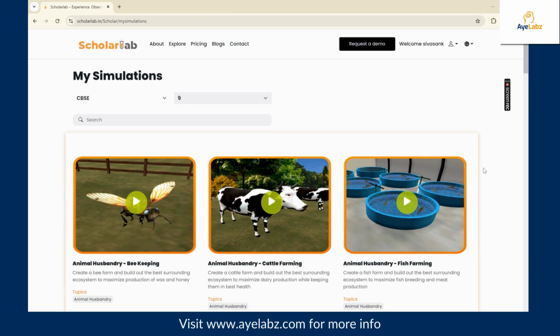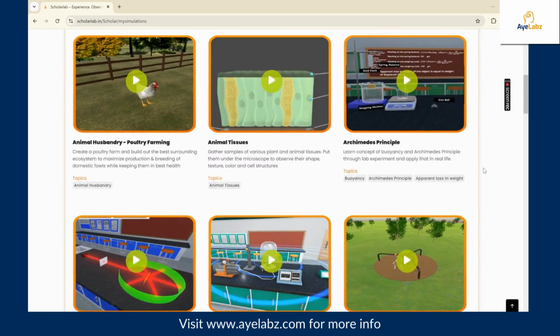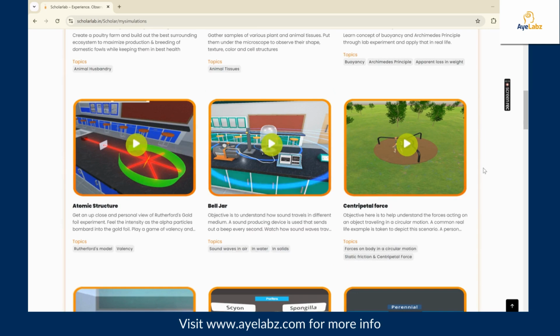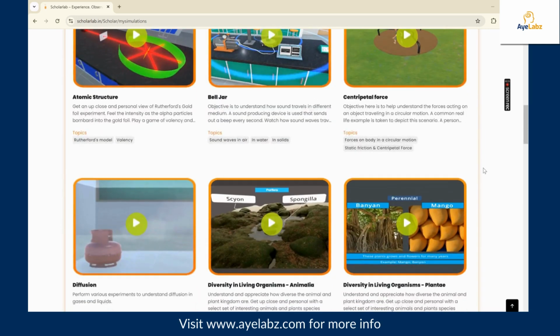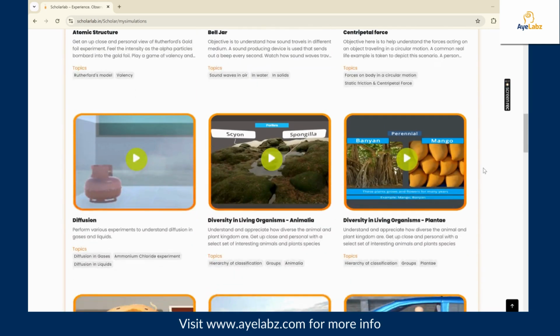Welcome to a fascinating simulation designed to help you explore the concept of diffusion. In this journey, you will perform experiments to understand how diffusion works in both gases and liquids, observing how particles move and spread out over time. Let's break down the science of diffusion through interactive activities and real-life scenarios.